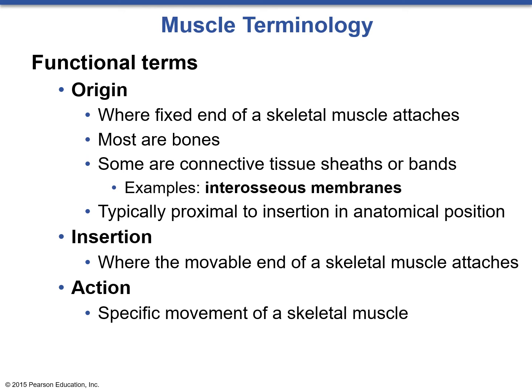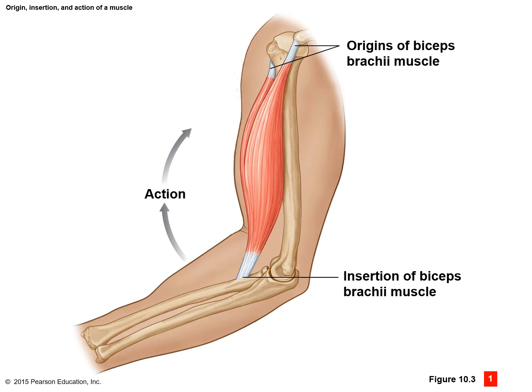The insertion is the movable end of the muscle. It's going to typically be a slightly longer tendon, and it's going to be where it attaches, and the insertion is going to move closer to the point of origin. We call this action, the specific movement of a skeletal muscle.